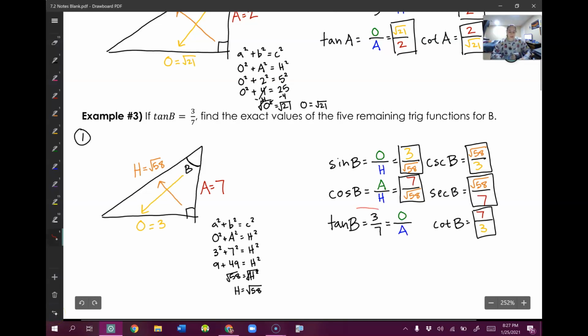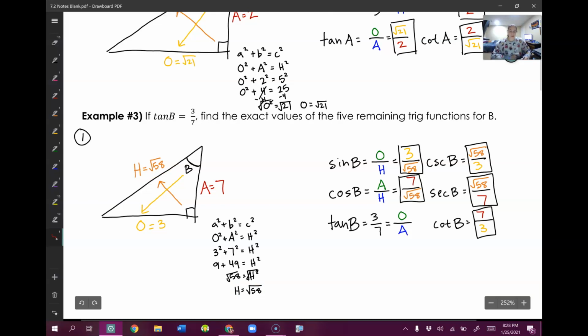So first off, we knew that tangent was 3 over 7. Tangent is SOHCAHTOA. So O should be 3, A should be 7. So I came over here and made O 3 and A 7. And then I used Pythagorean's theorem, a squared plus b squared equals c squared, or O squared plus a squared equals h squared. So O was 3, A was 7, and I solved this out to get h is the square root of 58, so I plugged that in. And then I used that to fill in the rest of these.